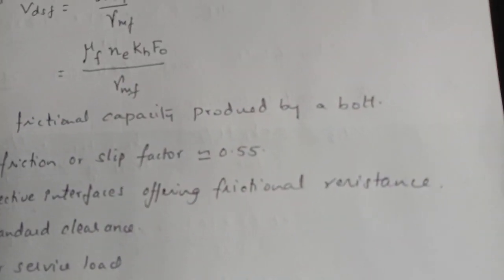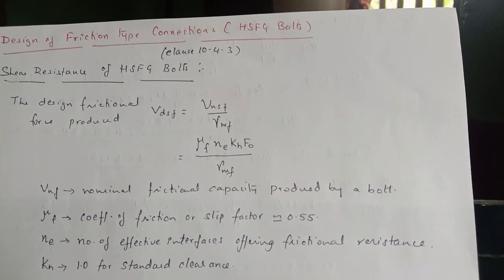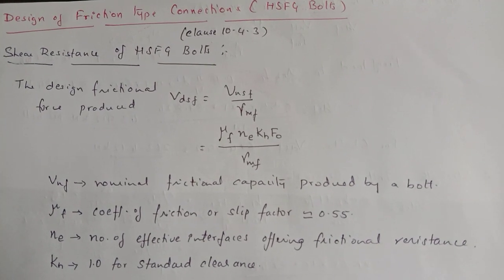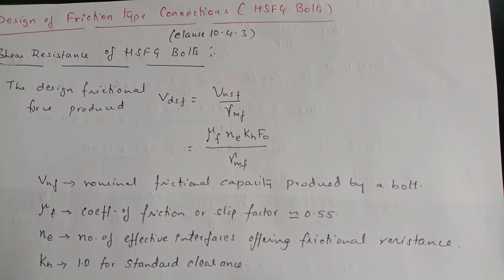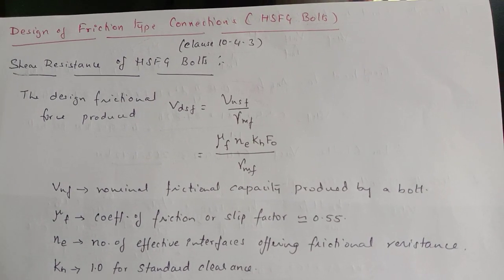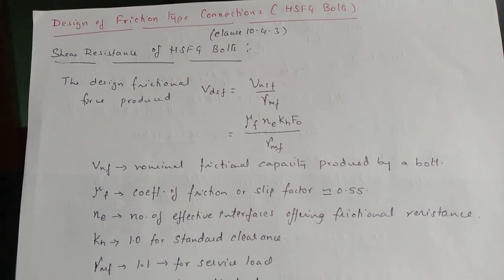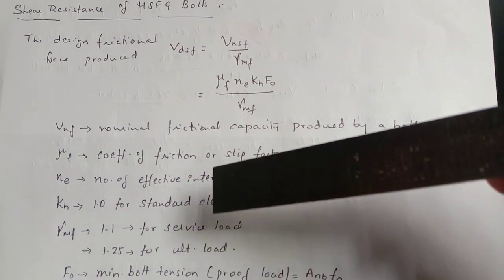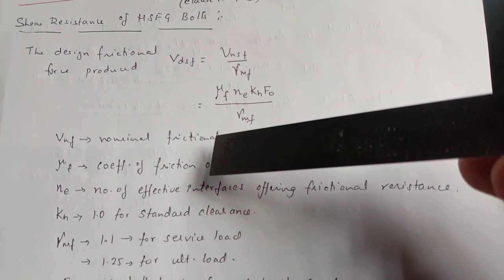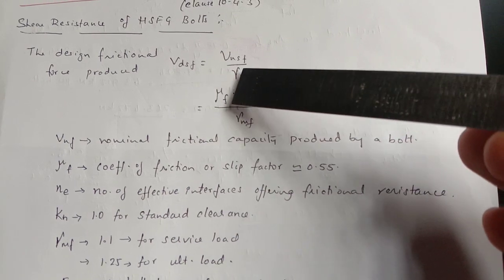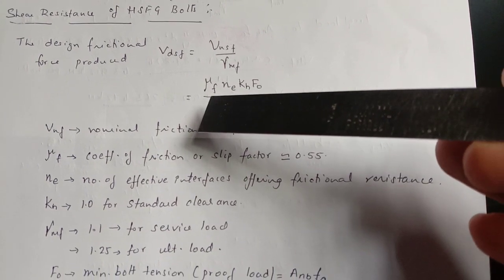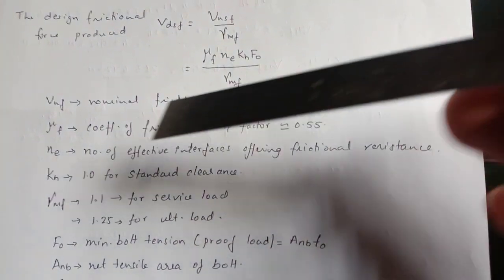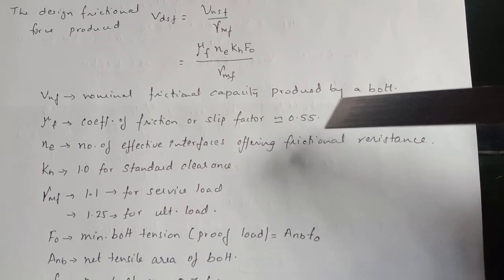Now in few of the problems, the HSFG bolts, high strength friction grip bolts, may also be asked. So till now whatever the problems we have seen are under the black bolts. Now the high strength bolts, we will see how to do the design. So here the only change is in the design of shear resistance, we have to use some other formula. The design frictional force produced is given by Vdsf equal to Vnsf by gamma mf. So Vnsf is mu f into ne into Kh into f0 divided by gamma mf. So here Vnsf is nothing but nominal frictional capacity produced by a bolt.